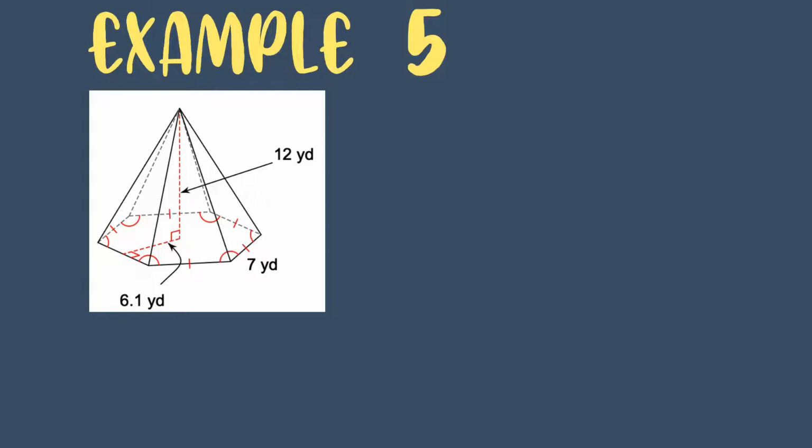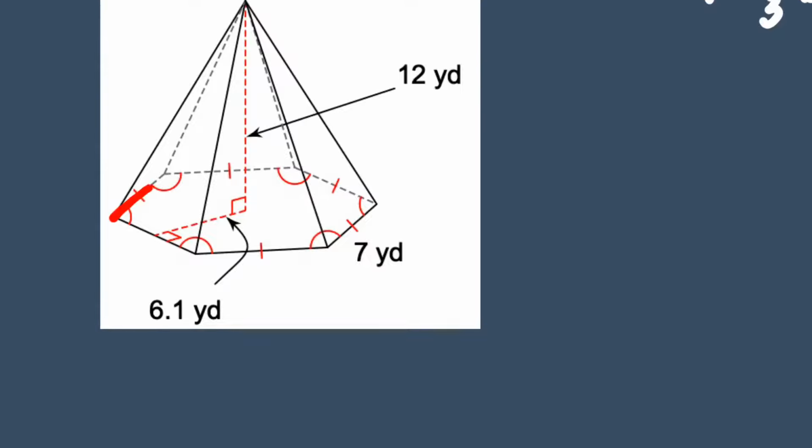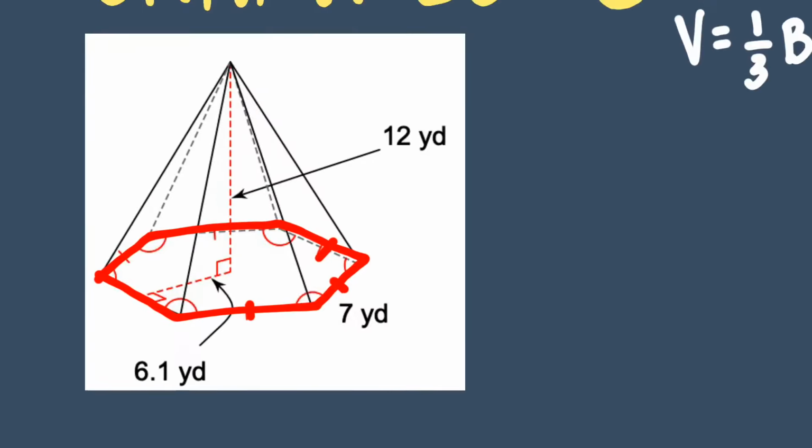Alright, example 5 is basically going to follow like example 4 did. We still have our volume is equal to 1/3 base times the height. We first want to take the time to name the pyramid. So I have 1, 2, 3, 4, 5, 6 sides that all have tick marks, meaning it is regular. You should know our shapes with 6 sides are hexagons, so it's a regular hexagonal pyramid.